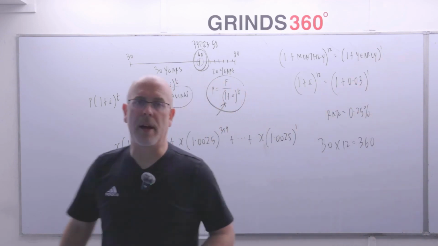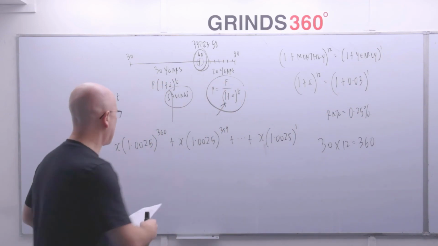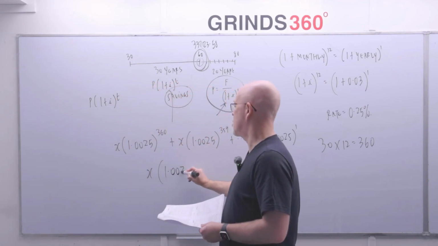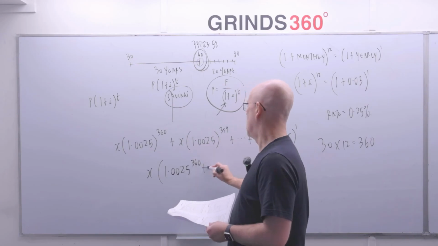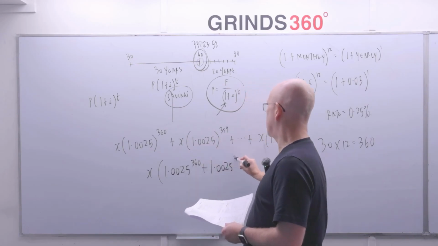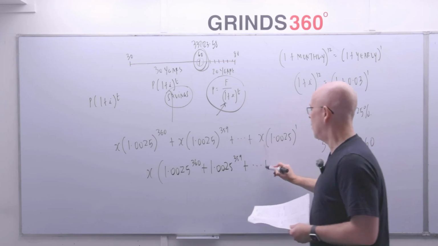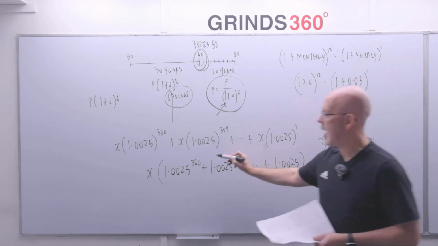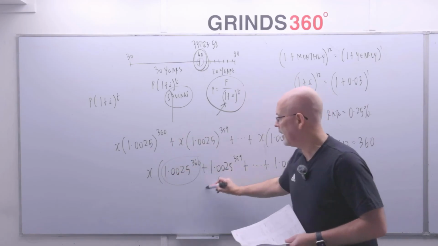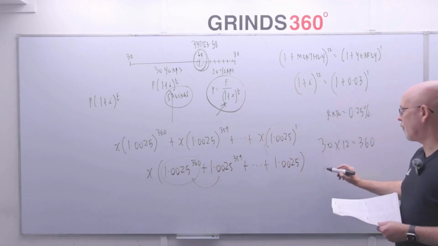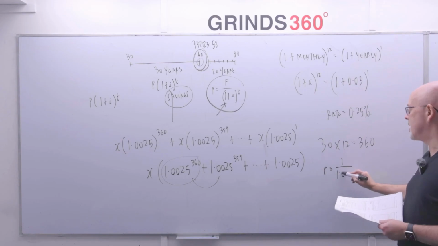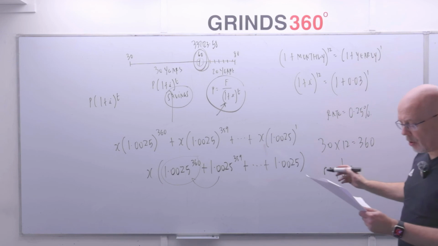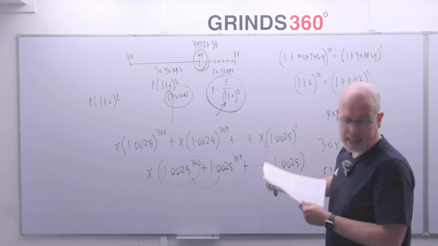Now finish the question the same way. Pull the X outside a bracket, right? And you get 1.0025 to the 360, 1.0025 to the power of 359, and so on, down to 1.0025. There's a. Divide that by that to find r, and r for me just ends up being 1 over 1.0025. n is 360. Have you put those numbers into your calculator?